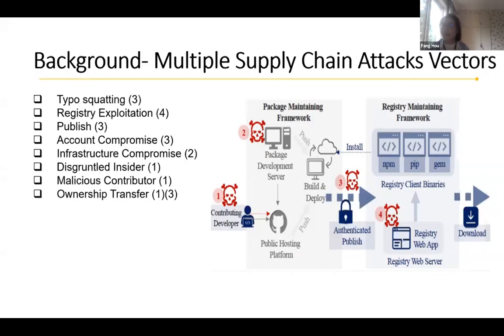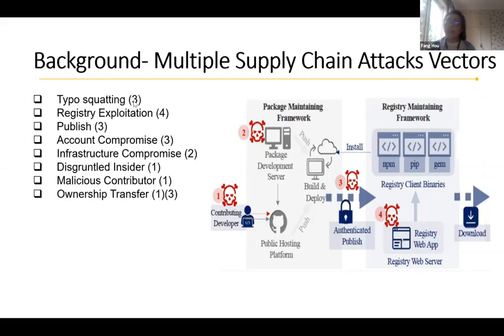Now it has become indispensable in our daily work life. However, the software ecosystem, which should be full of trust, is now full of pitfalls. For example, the rise of supply chain attacks, which target errors in the source code, update mechanism, and build process of the third-party software. Here we present the package manager ecosystem and some existing supply chain attack vectors.